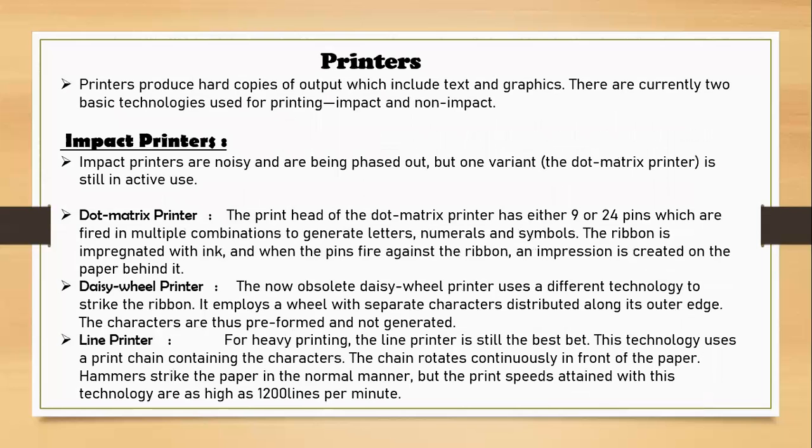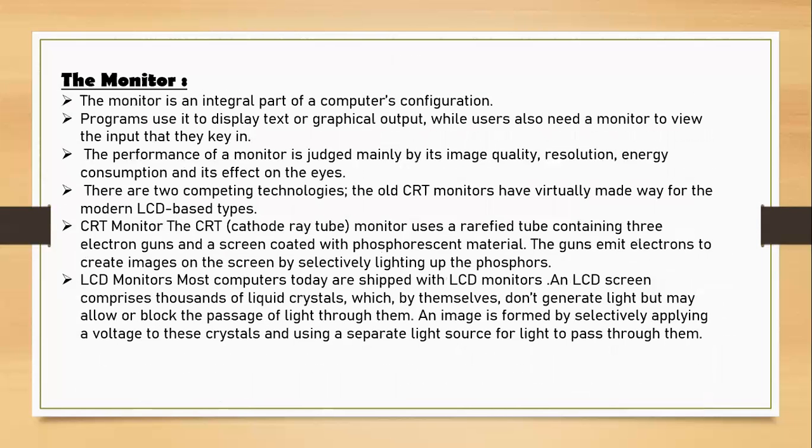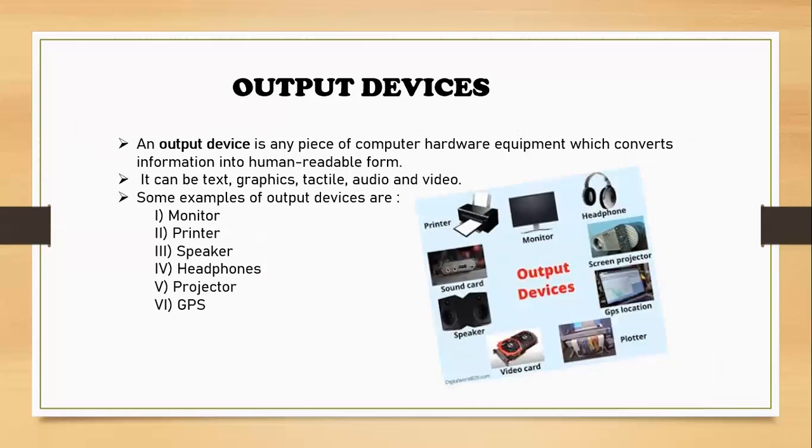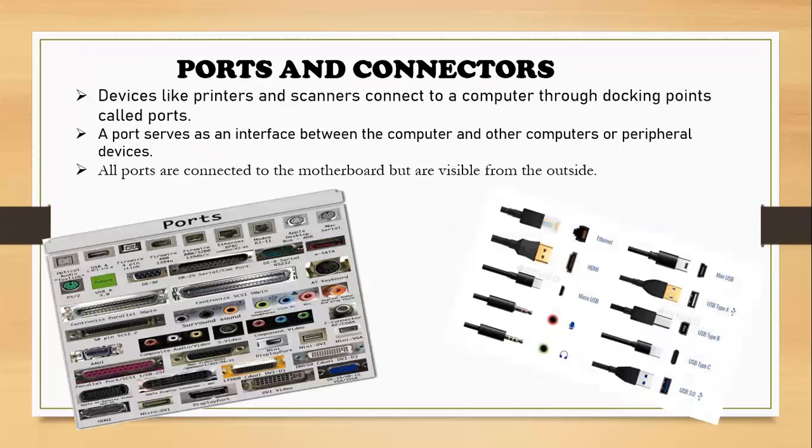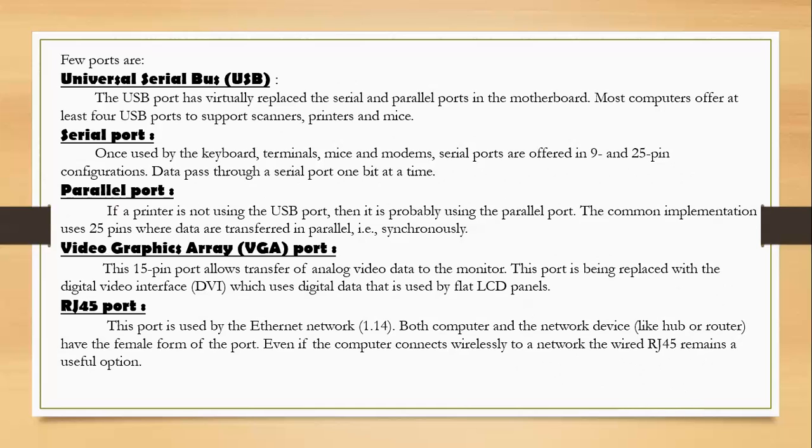Again, they are examples of output devices. So in today's class, I'll brief about today's class's content. We have discussed ports and connectors. Different types of ports are universal serial bus, then serial port, 9 and 25 pin configuration port, parallel port. If a printer is not using a USB port, then it means it's using a parallel port. This is an important point.